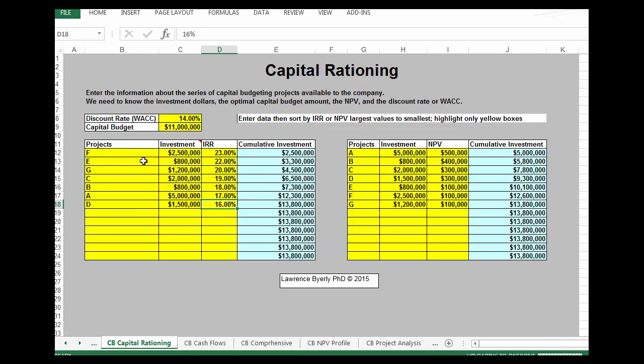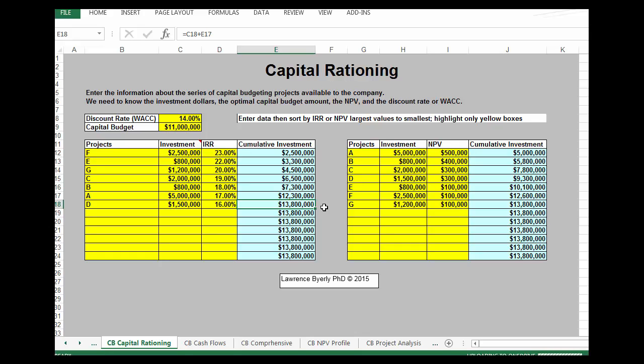So in this case, we can see that project F has the highest internal rate of return, and it's going to ultimately cost us $2.5 million. The company is only going to be permitted $11 million. Now even the lowest of these projects has an internal rate of return that's greater than the discount rate. So the optimal capital budget for this company is to spend all of this money and spend $13.8 million. That's the optimal capital budget.